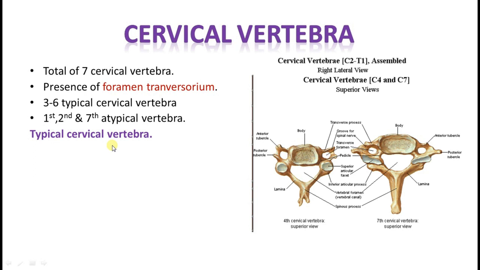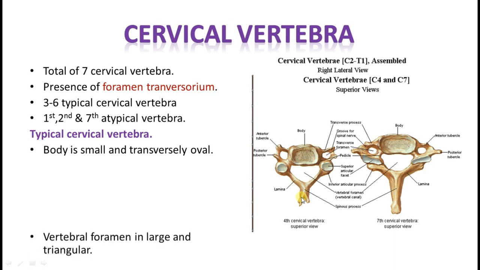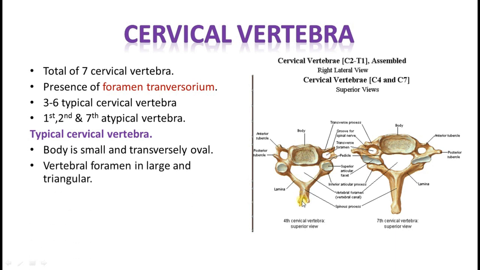So what are the features of a typical cervical vertebra? The body is actually small and transversely oval. Okay, the body is small and transversely oval. That is one big thing you come across. Then the next thing is, if you look at the spine, it is a small spine, bifid, and downturned. So you can see the tip of the spine is split. That is why you call it a bifid spine.